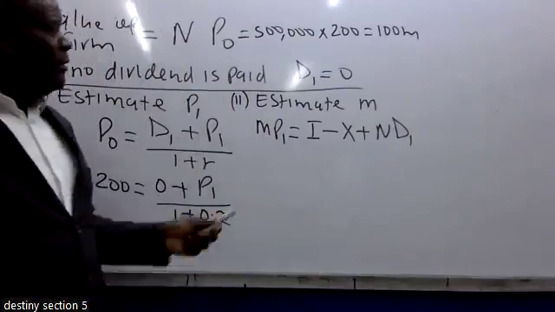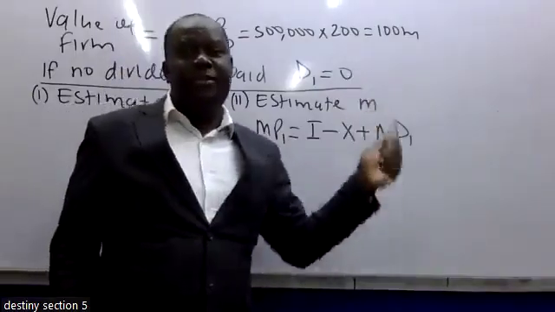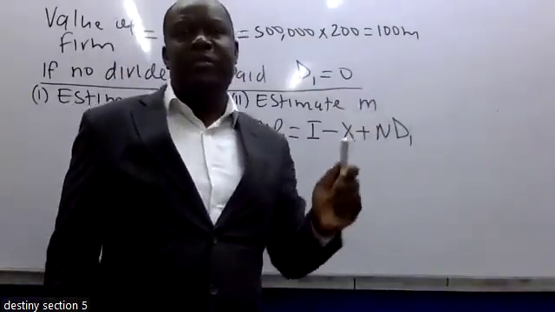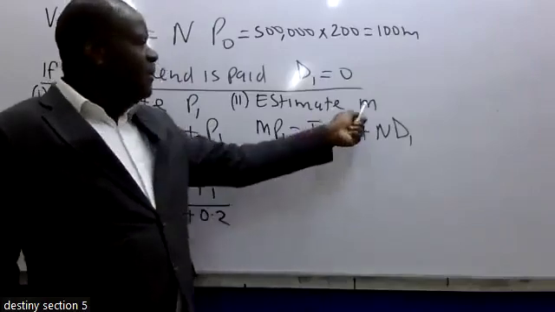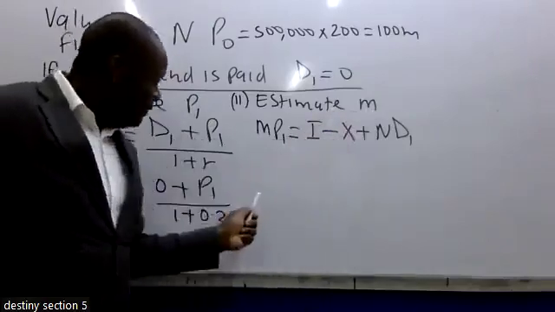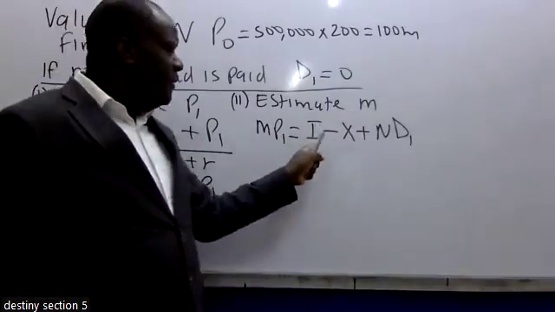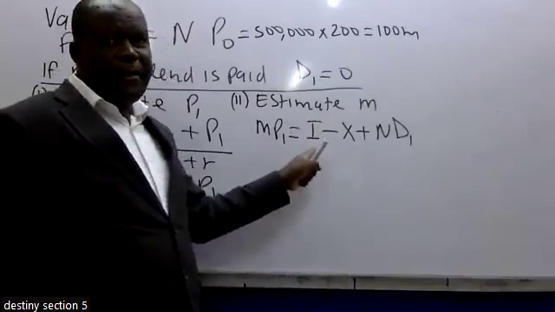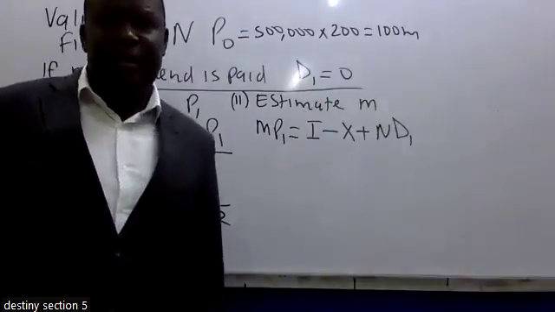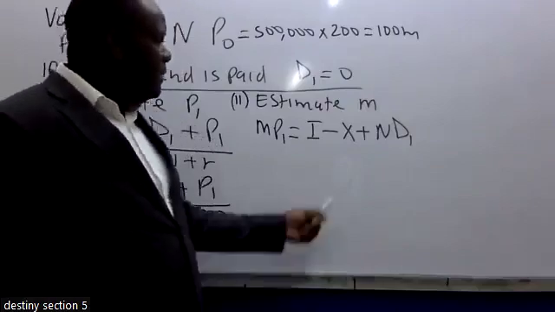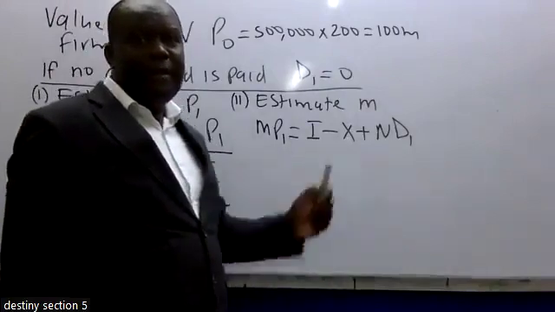So we want to estimate M. I've said that it is the number of the new shares to be issued in order to do what? To raise the new capital. So we use this formula, MP1. So M is this, P1 you calculate. Here, I is the investment opportunities. Then this X is the net income.